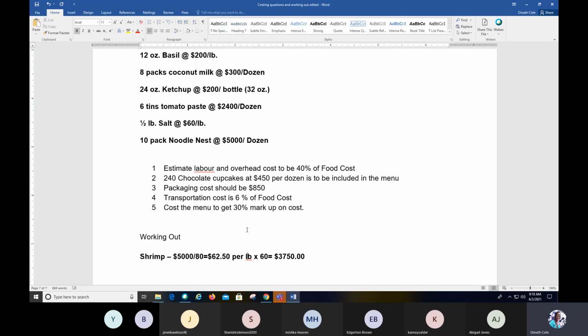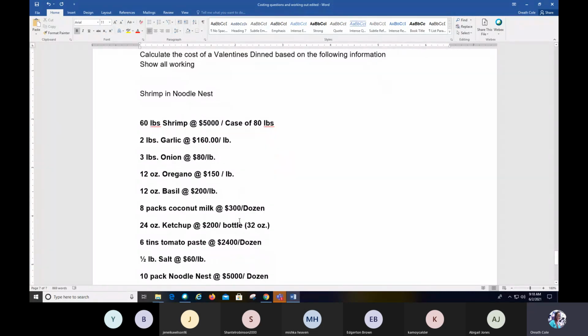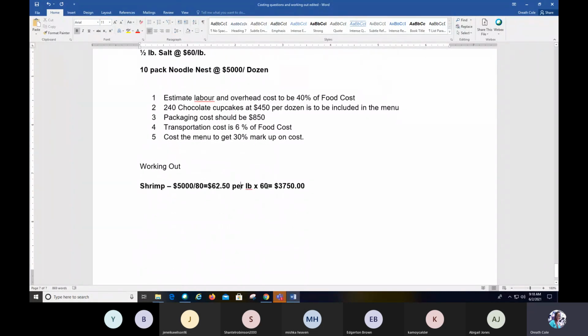What we do not know is how much for 60 pounds, because that's how much the recipe asks for. So now we have to multiply that by the 60, and then we get how much for the 60 pounds. So that's our first thing we work out, shrimp.